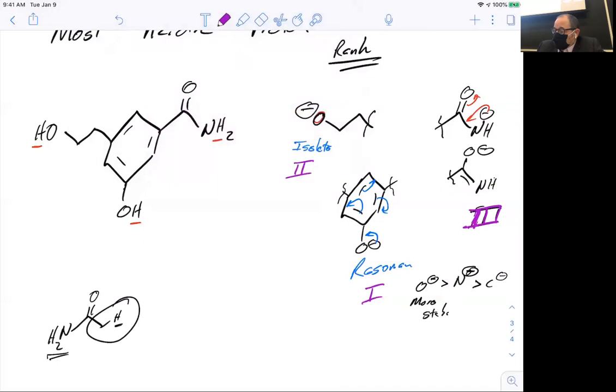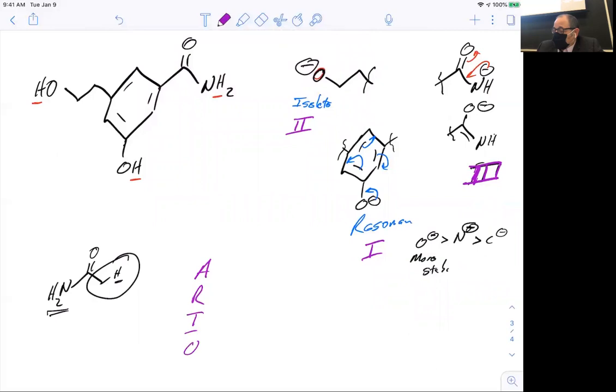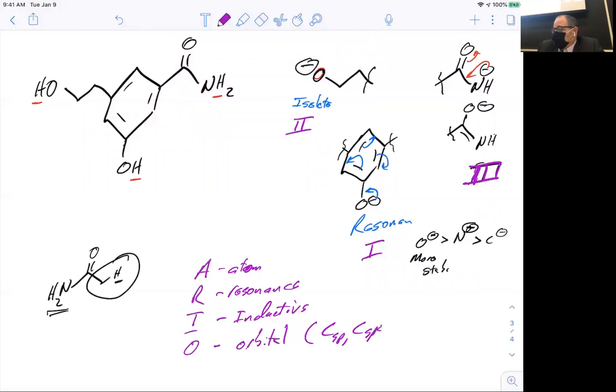And there's an acronym that one of the authors of organic textbooks uses, ARIO. So atom or atomic, right? Resonance, inductive, right? And then orbital. So orbital would be the difference between a carbon that's sp, a carbon that's sp2, and a carbon that's sp3, right? So, yes.